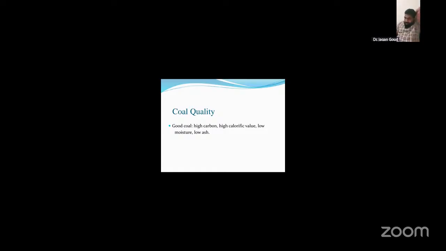Okay, low moisture content is there, so less energy is wasted in evaporating water during burning. Low ash content reduces residue after combustion and improves efficiency. Why do these factors matter? More carbon means more energy, less moisture means better combustion, and less ash means less waste and pollution.